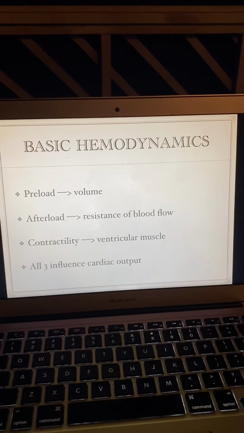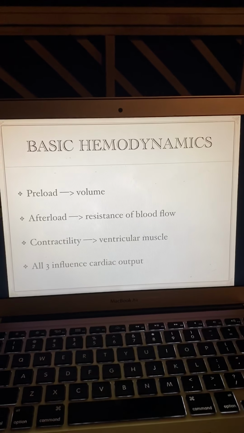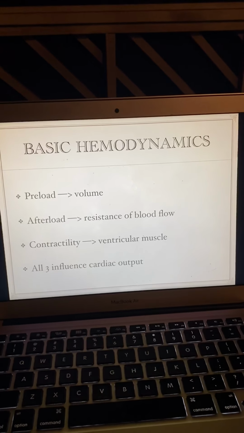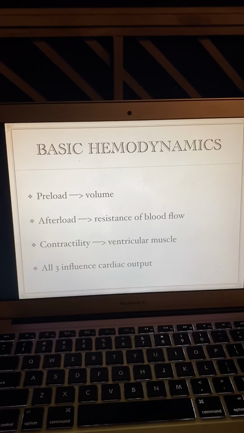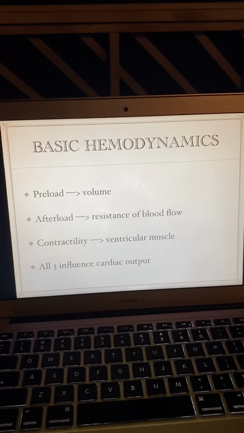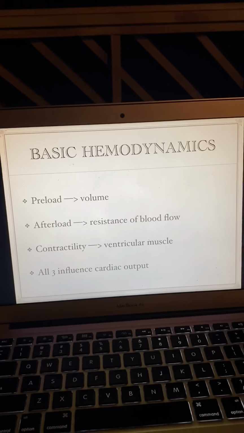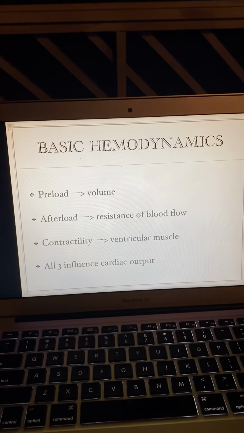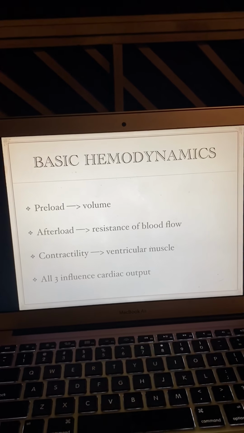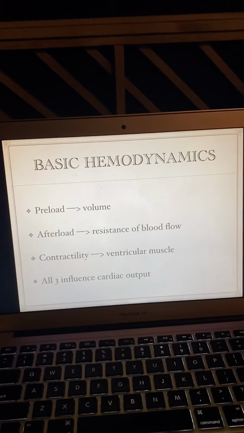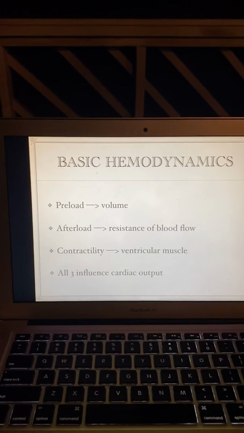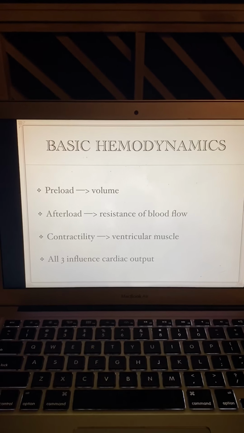And then your afterload is the resistance that your heart has to go through in order to push blood out from your left ventricle into your aorta to then go to the rest of your body. So for preload, think volume, think the right side of your heart. For afterload, think resistance. It's going to be the resistance that your left side of your heart has to push out blood to the rest of the body. And then contractility is how well your heart can squeeze, meaning the ventricular muscle tone. And that all, like I said, has to do with cardiac output, and they are influencers of output, whether it be a high output or a low output.